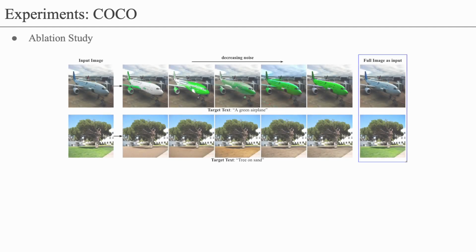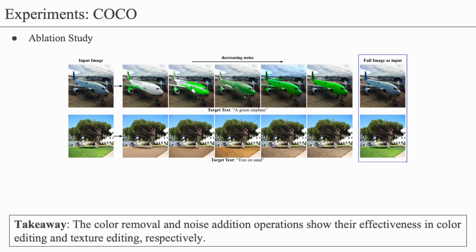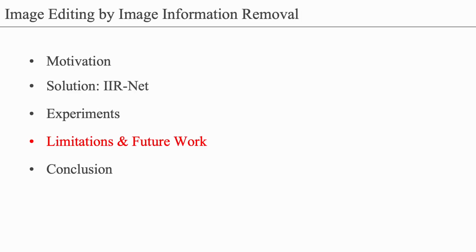We ablate our model from 2 aspects: color removal and texture removal. Without our image removal mechanism, the model always outputs the input image as the predicted image. Therefore, the ablation study validates that our method can address the identical mapping issue.